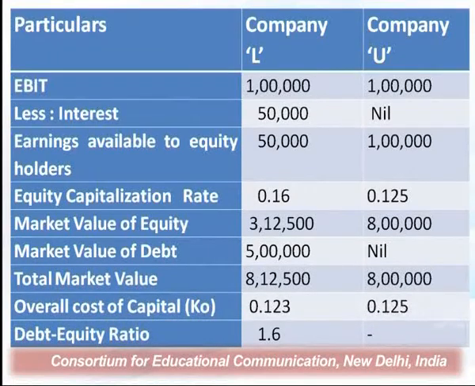When we aggregate these two values, equity and debt, the market value of the firm becomes 8,12,500 rupees. The overall cost of capital in the case of the levered firm is 12.3% and in the case of the unlevered firm 12.5%. The debt equity ratio in the case of L is 1.6, and obviously in the case of company U it is not applicable, because there is only equity in the capital structure.